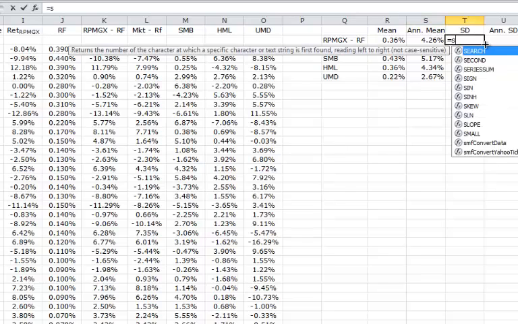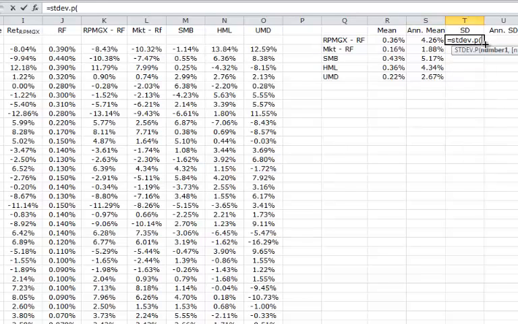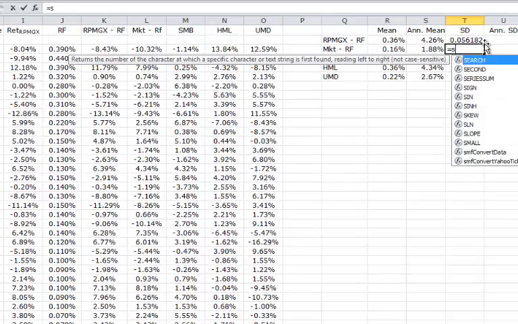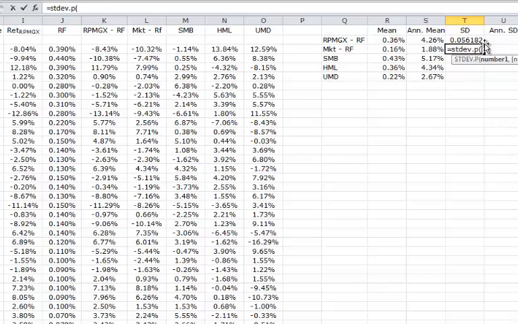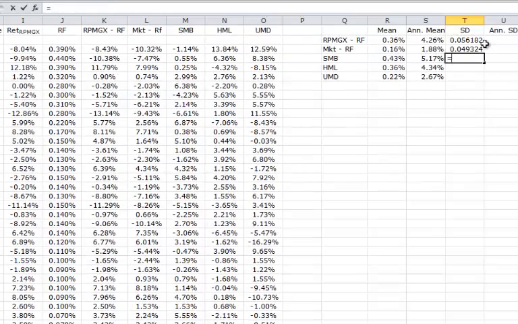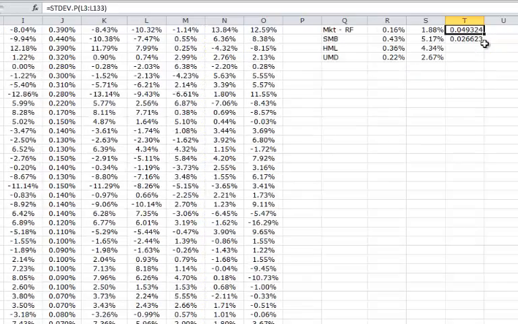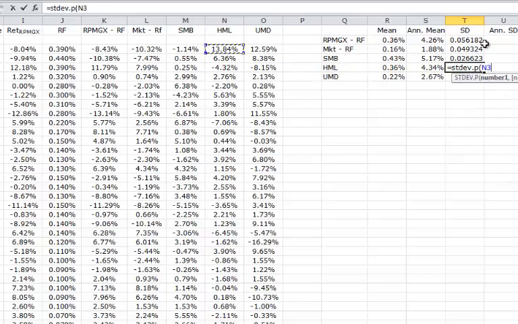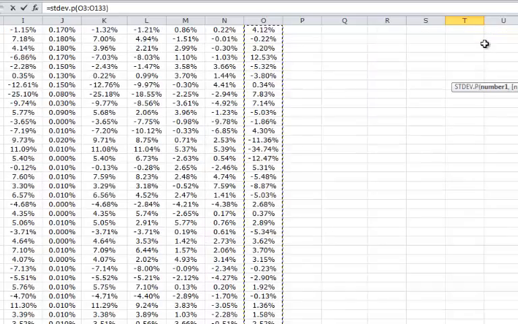Standard deviation. STD, and remember I do it as a population. Shouldn't matter. We have a lot of observations here. Standard deviation of a population for the market risk factor, standard deviation of the SMB factor, standard deviation of the HML factor, and the standard deviation of the UMD factor.